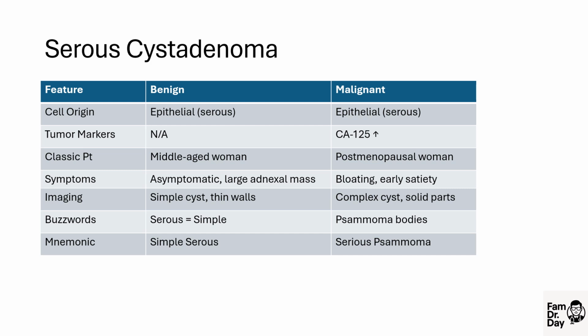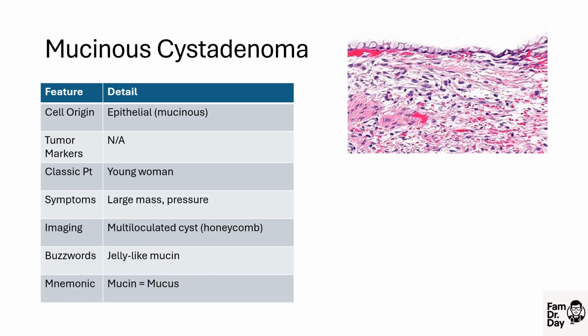Malignant serous tumors hit postmenopausal women. Key symptoms include bloating and early satiety, as well as CA-125 being elevated. Imaging will show a complex cyst with solid parts, and the buzzword to look out for is psammoma bodies. So think serous psammoma. Next one is a simple one.